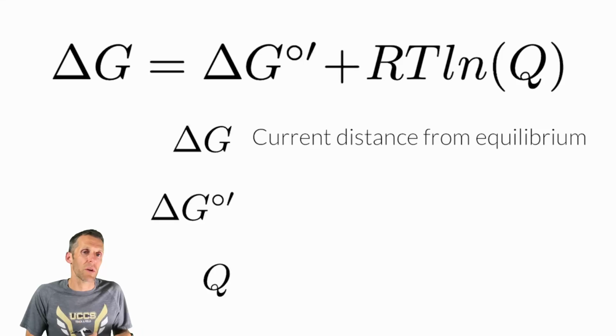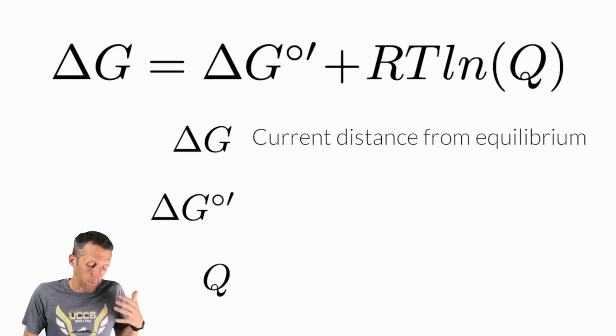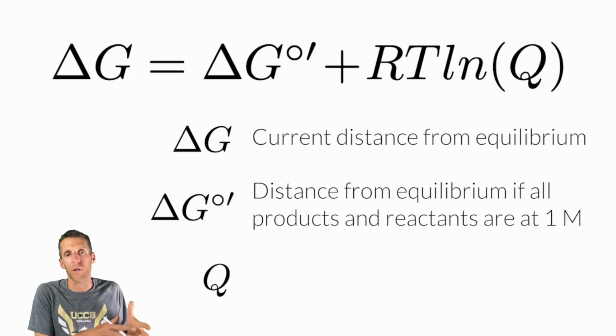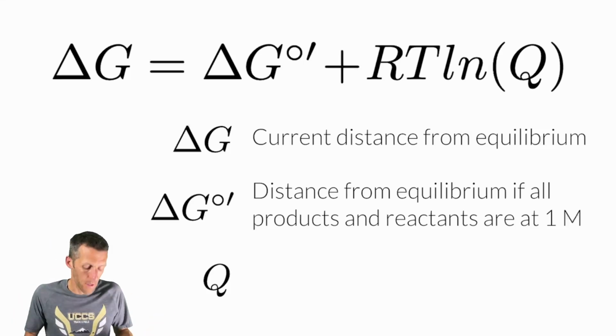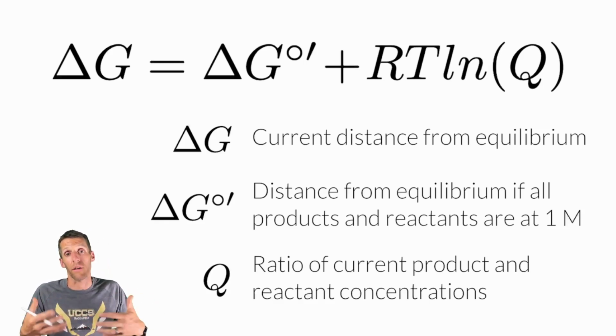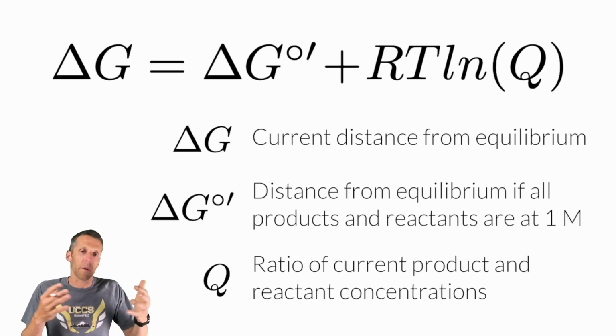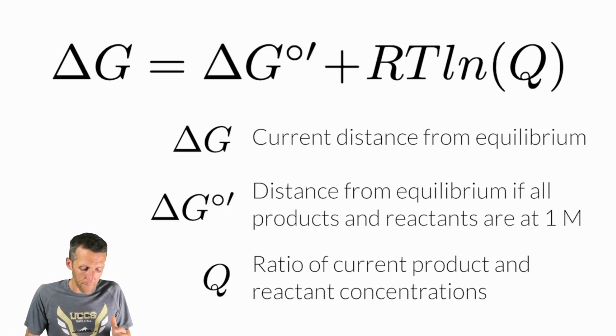There's delta G, which for this video I'm going to call the current distance from equilibrium. We've got delta G naught prime, which is the distance from equilibrium if all products and reactants are at 1 molar. And then Q, the ratio of products and reactants currently, or in this case, in the cell. What are they right now? I'm going to unpack these in a little more detail in a second if that was too quick.